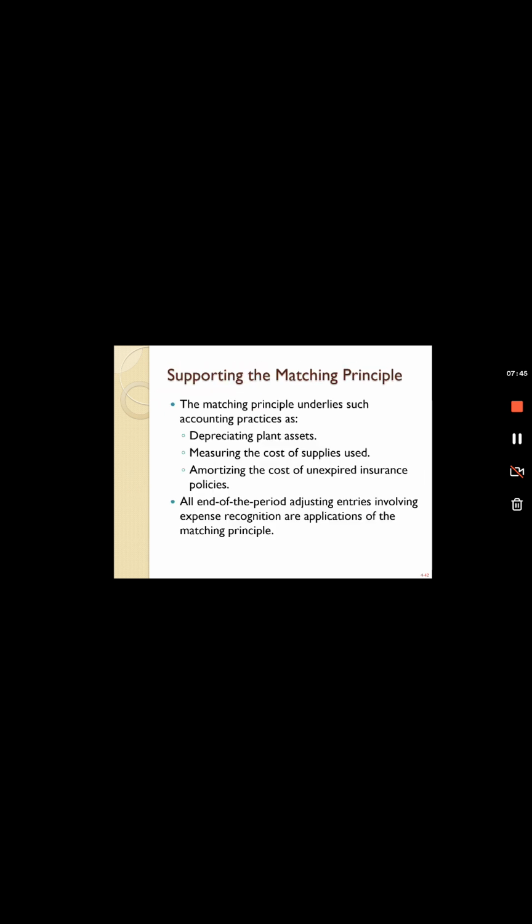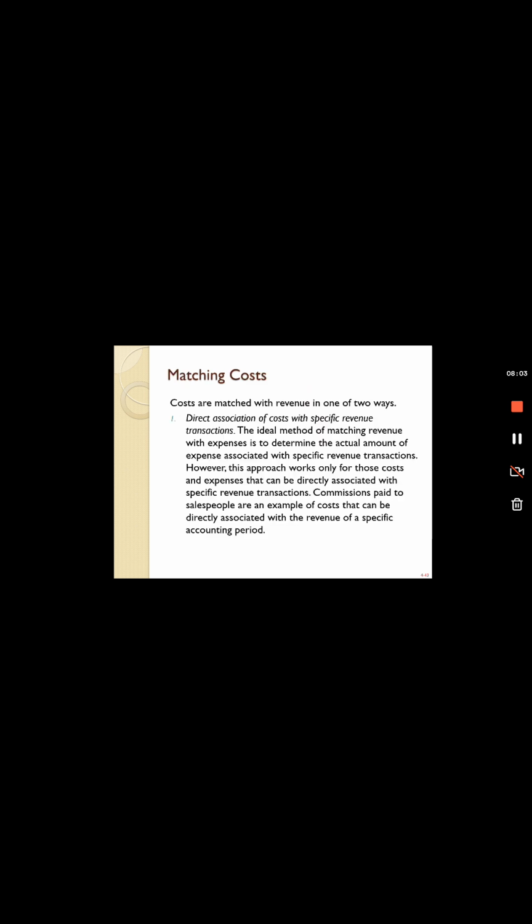Then we have the matching principle, which underlies such accounting practices as depreciating plant assets, measuring the cost of supplies used, amortizing the cost of unexpired insurance policies, and all end of the period adjusting entries involve expense recognition or applications of the matching principle.